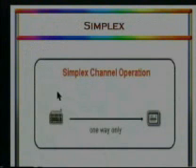Let's see what simplex is. This is the diagram for the simplex. Basically it is one way only; the signal is transmitted in one direction only. For example, radio or television is broadcast from the studio, and usually the receiver is not sending any reply back and so on.